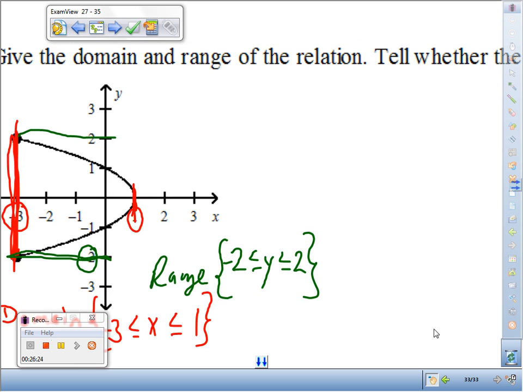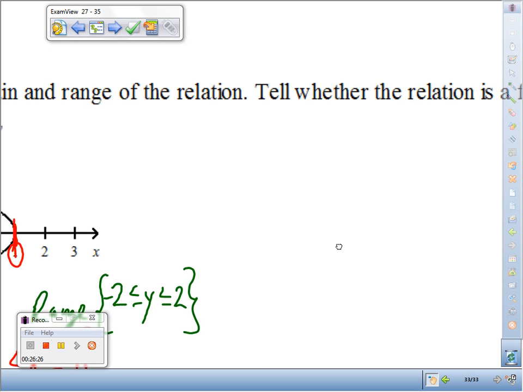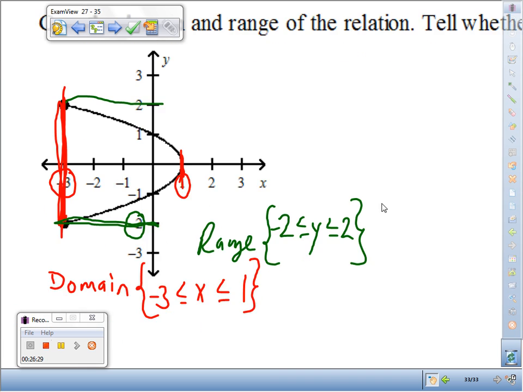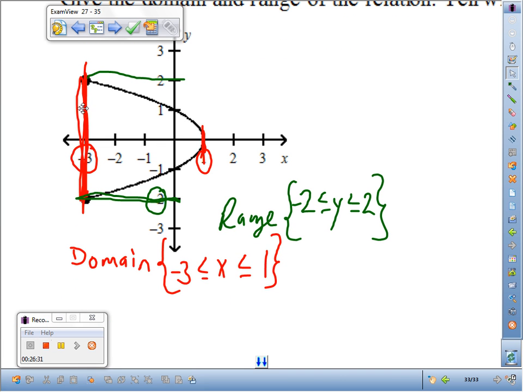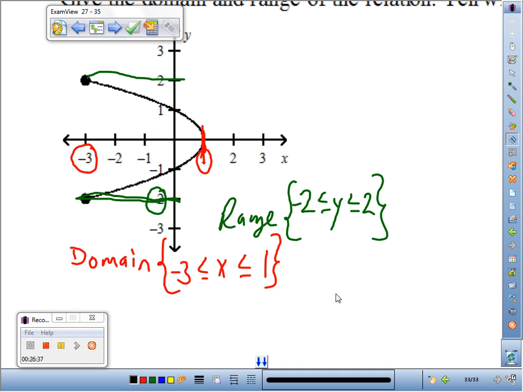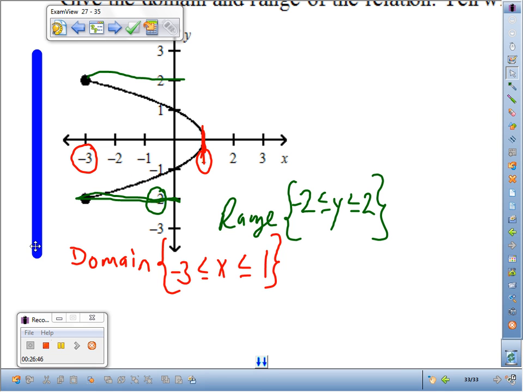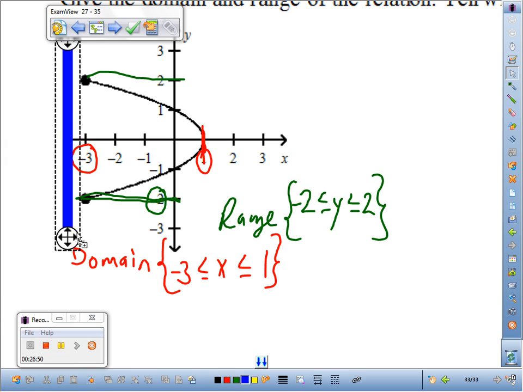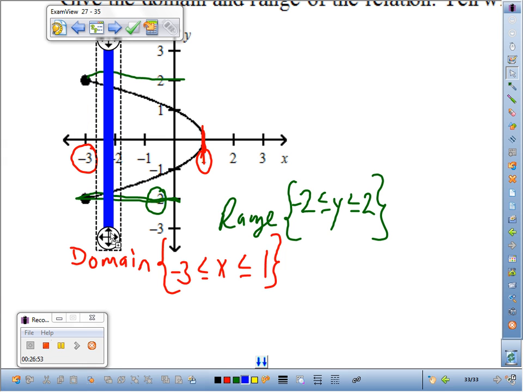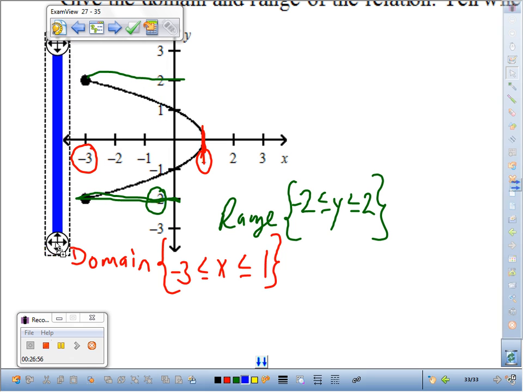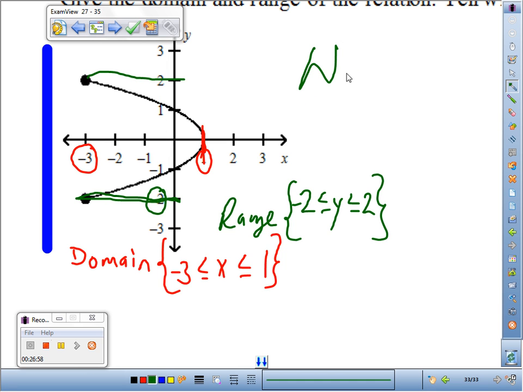But the second part they're asking us to answer is, is this relation a function? So this is how we test it. Look up, please. Let me move this out of the way. To test it, we use the vertical line test, like this. Then we scan it from left to right, and if it touches at two parts of that graph, then it's not a function. Did it touch at two points? About there? Yes. Therefore, it's not a function. So you just write, not a function.